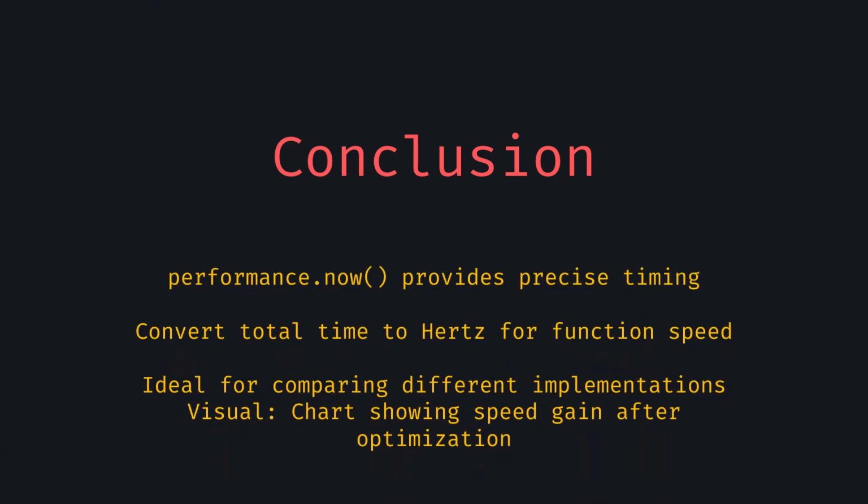Measuring execution speed using Hertz gives a clear picture of function performance. This approach helps make data-driven decisions for optimizing JavaScript code.